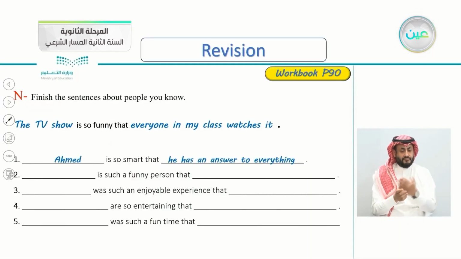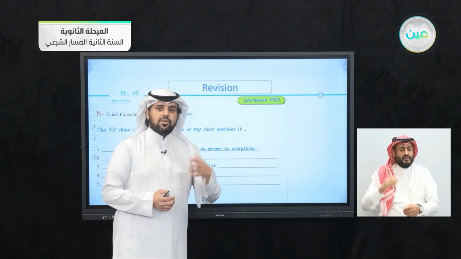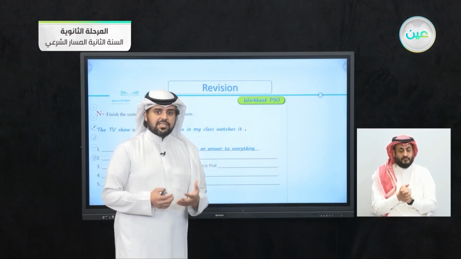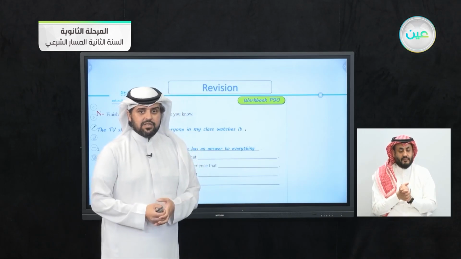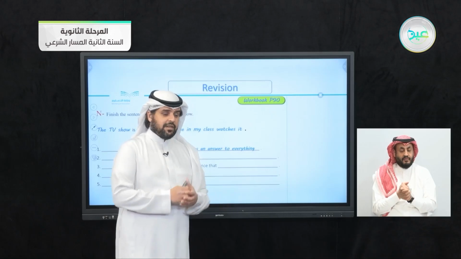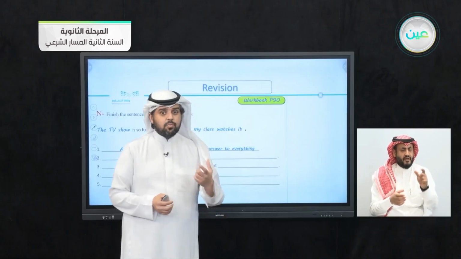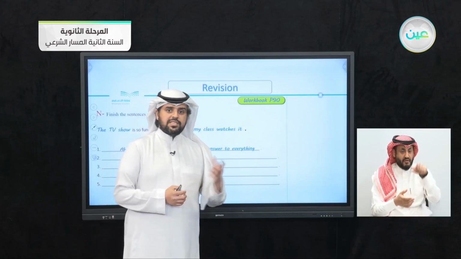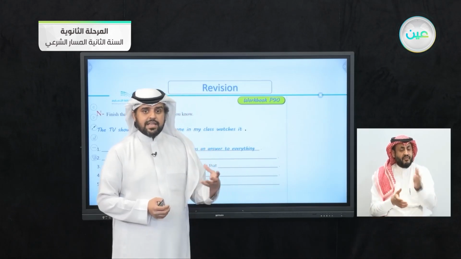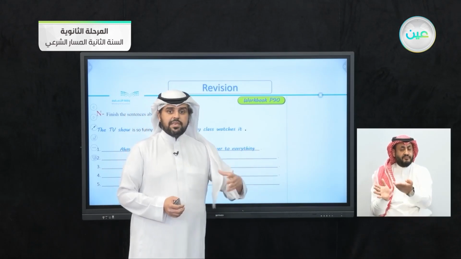For example, the first one, I said Ahmed is so smart that he has an answer to everything, to every question. As I said here, my friend Ahmed is so smart that he has an answer to everything. Every question you ask him, he has an answer for it. So this is the cause and the effect. Number two here is "such a funny person that." A funny person. So it's someone you know. Someone you know is such a funny person that, then write the result, the effect of him being very funny.